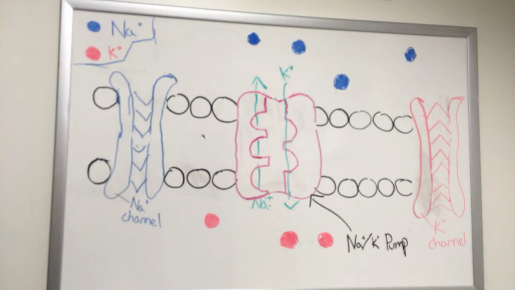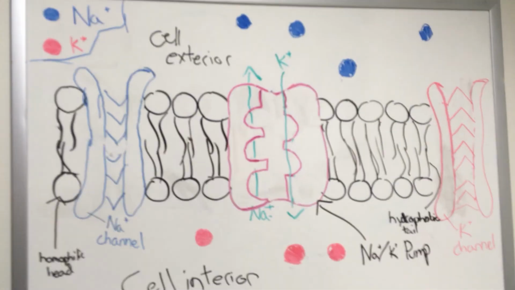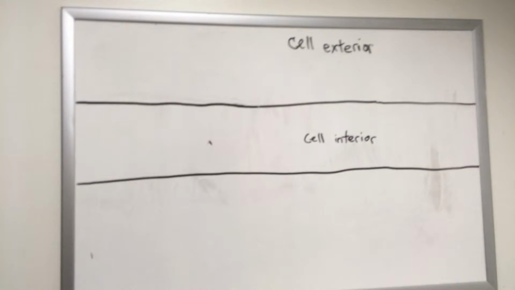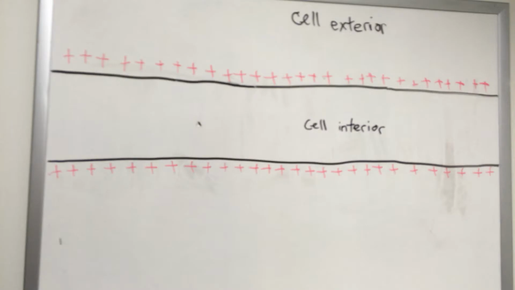Remember that the cell membrane is made up of hydrophilic heads facing out and hydrophobic tails facing towards each other, creating a secure barrier between the exterior and interior of the membrane. If we look at the charge of the cell interior and cell exterior, the exterior of the cell is positive, while the inner is negative.